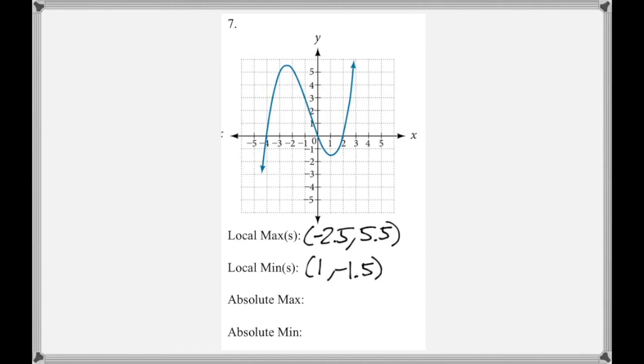Absolute maximum, well, I would say that this is the highest point in the graph, but it's not because there's an arrow here, which means it keeps going. So there actually is none, or you could say infinity, because it keeps going up forever. Same with the absolute minimum. This looks like it's the lowest point in the graph, or you could even say this point at negative 3 is, but because it's an arrow, it means it keeps going. So this would be none, or you could say negative infinity.